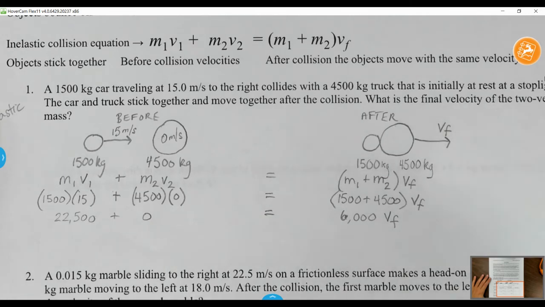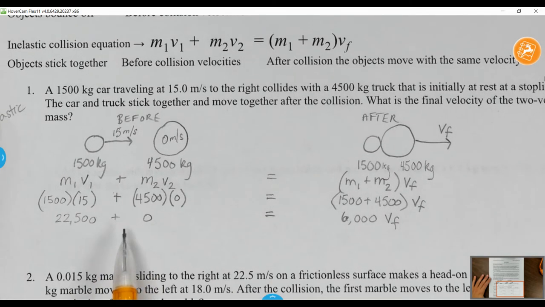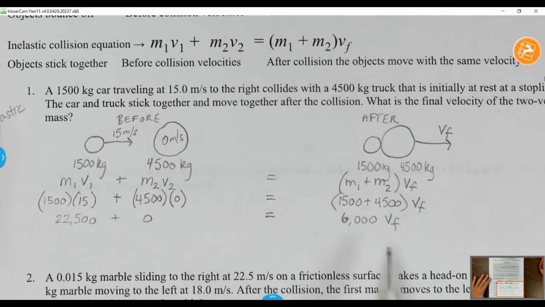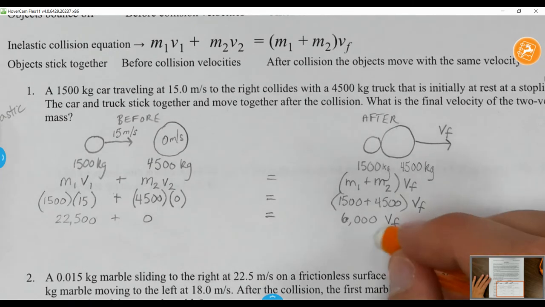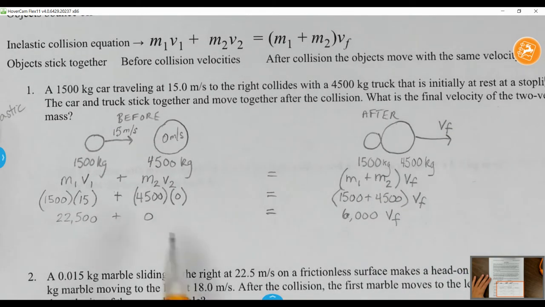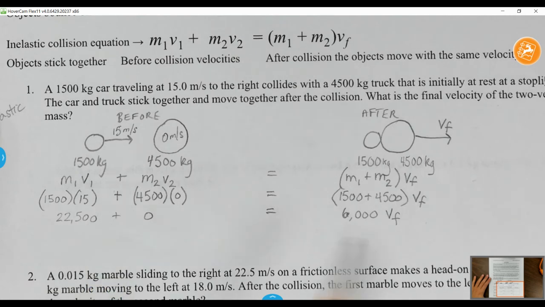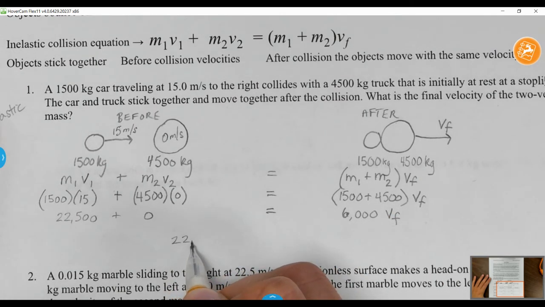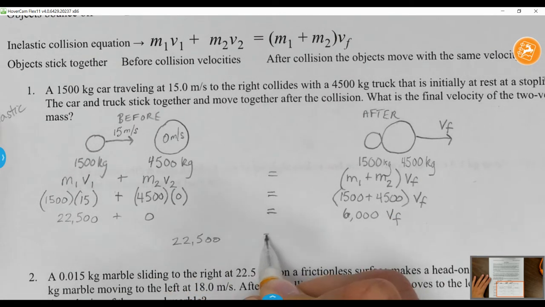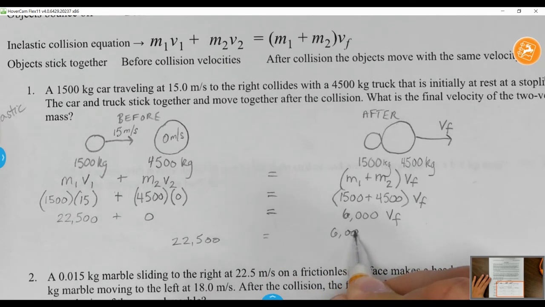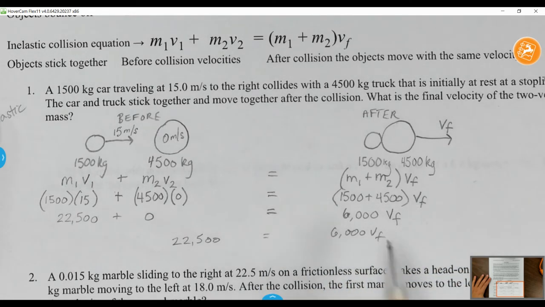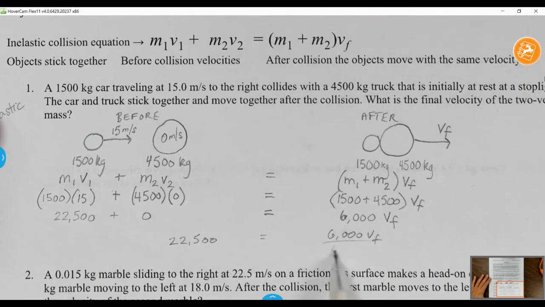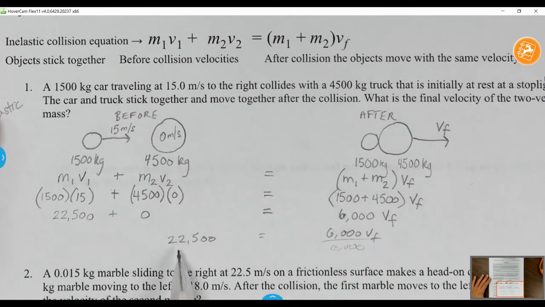Then you would add these two values together and divide by the number in front of the VF. That is what you're solving for. Since we are solving for VF, and this is 0, 22,500 plus 0 is 22,500, which equals 6,000 VF. To get VF by itself, what do you do? You divide both sides by 6,000.